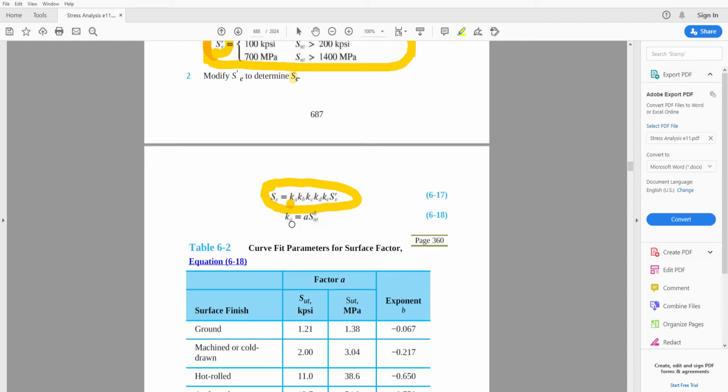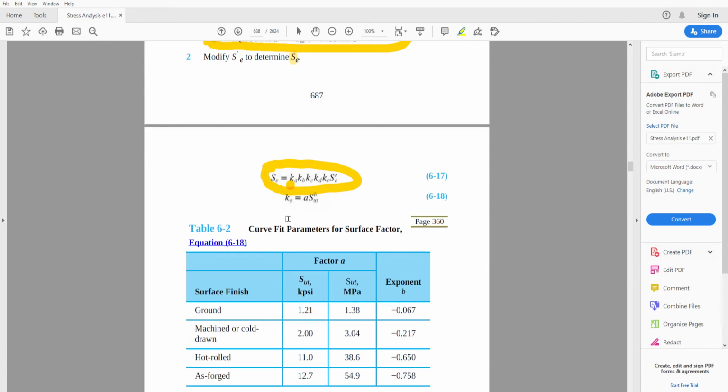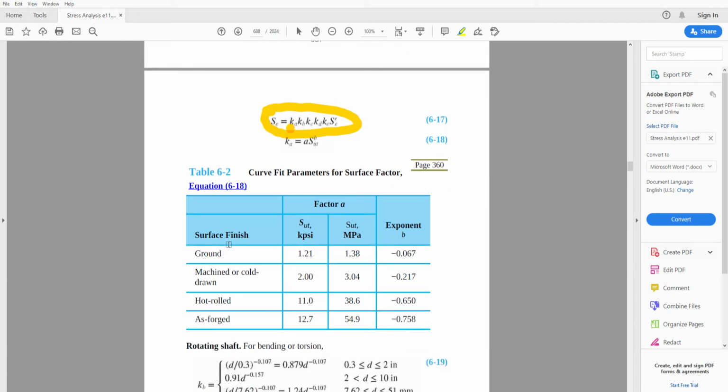So for Ka, it's called the surface factor. It depends on the surface finish of the material. So the problem will state, okay, you're dealing with an AISI 1020 hot rolled shaft, let's assume. So you factor a, you pick either 11 or 38.6, depending which system of measurement you're using, the English or the US customary units or the metric system. Pick a and you pick the exponent and you plug them back here with Sut being the ultimate tensile strength of the material. Then you find Ka, and that's your surface factor.